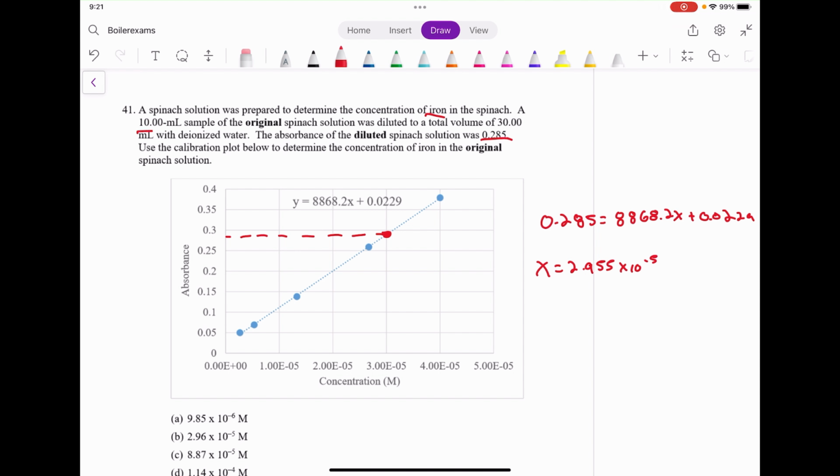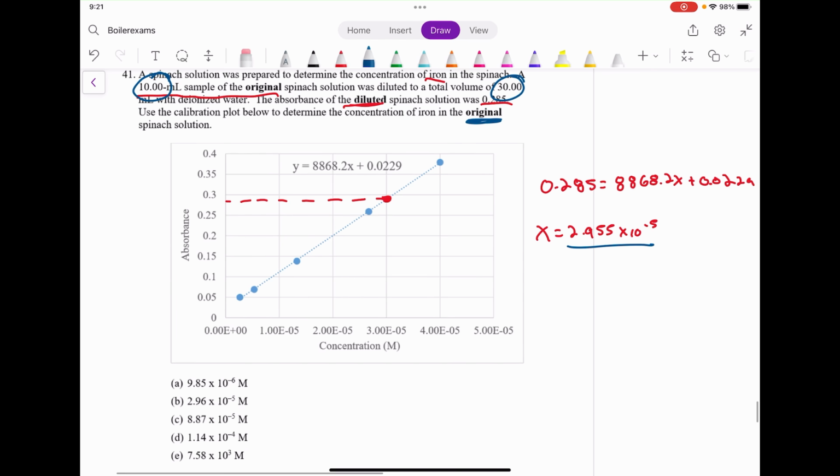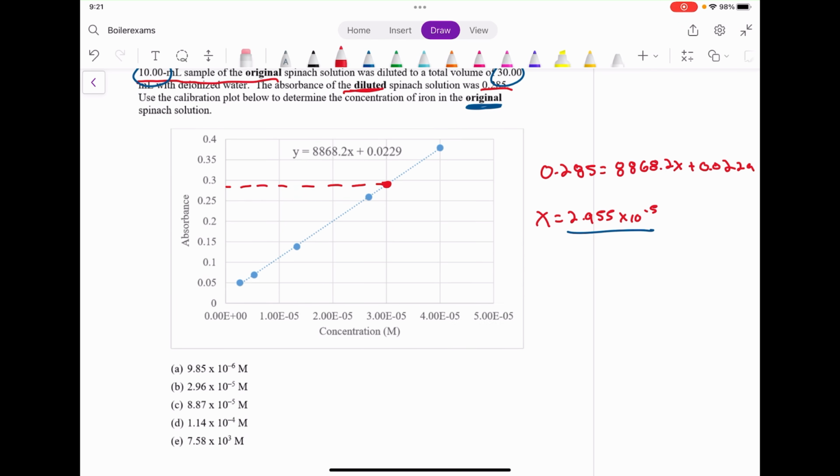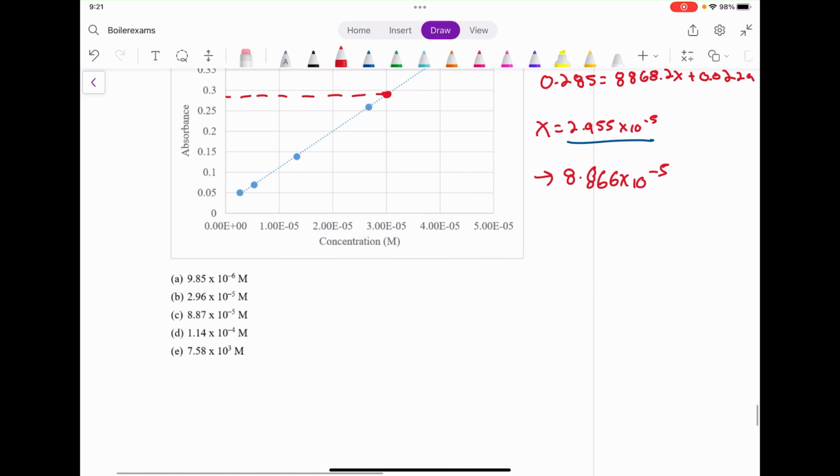Now the iron is what's absorbing, and they want the concentration of iron in the original solution, which is just a 10 milliliter solution. But we diluted it. So the concentration in the diluted solution is going to be 1/3 of the original solution because we diluted it by a factor of 3. So the concentration in the original solution is going to be 3 times that in the solution that we just measured. If we take that last number and multiply it by 3, we get 8.866 times 10 to the negative 5, which is C.